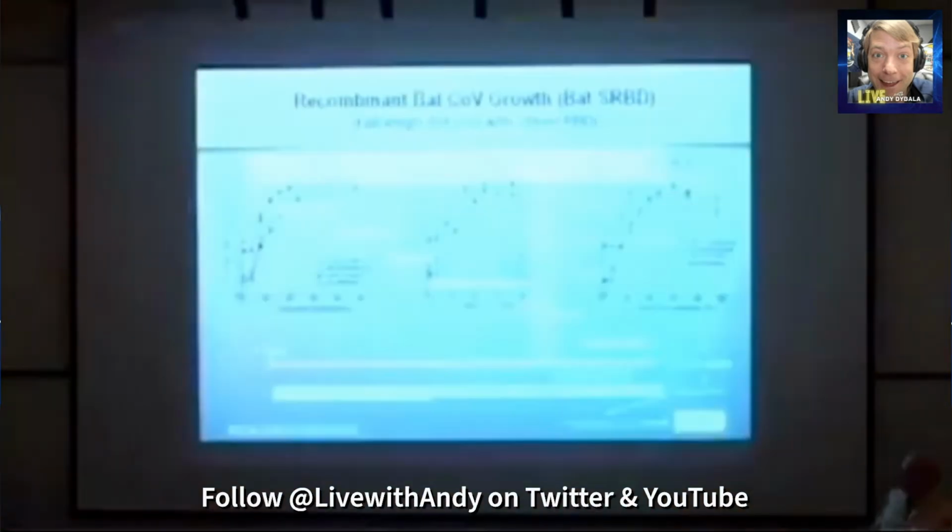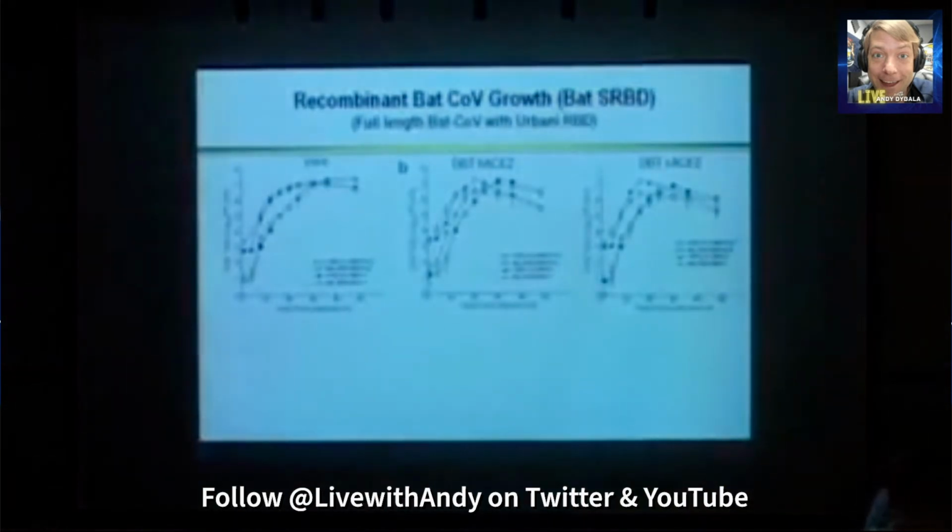quite efficiently. This is some growth curve data showing, I think the black box is the Urbani wild type and the white circles or open symbols are the bat viruses. You can see they replicate exactly as well as the Urbani epidemic strain at low and high multiplicities of infection.